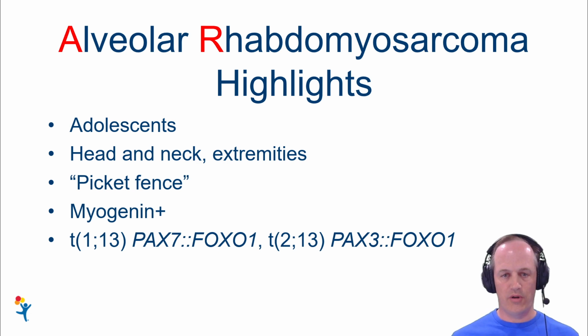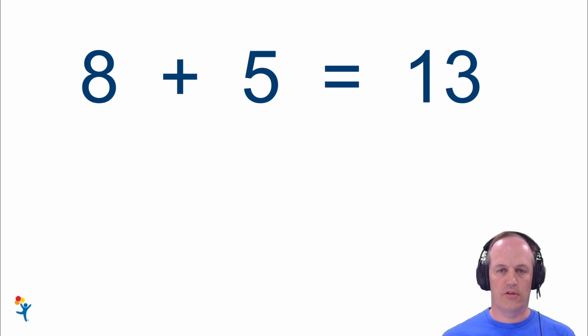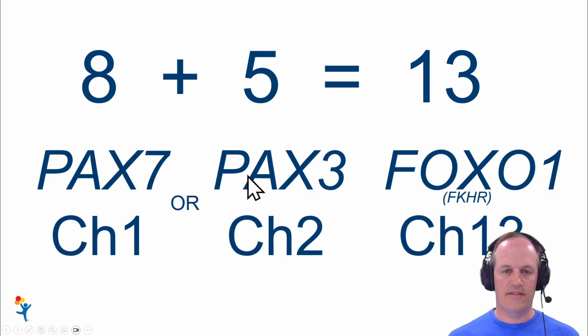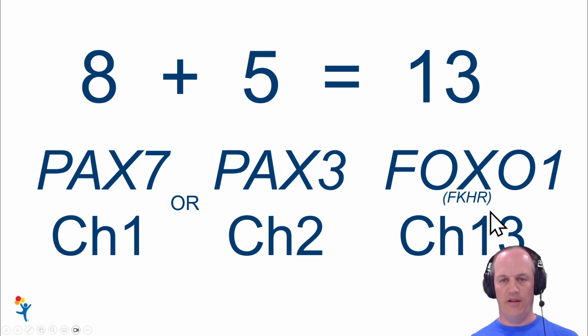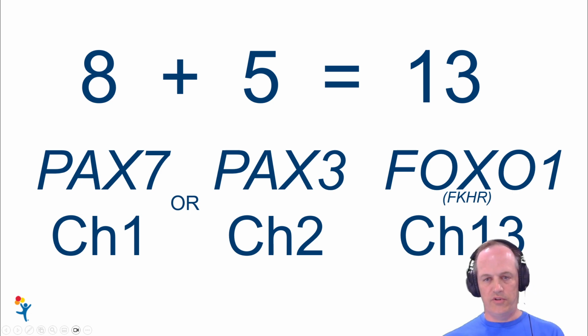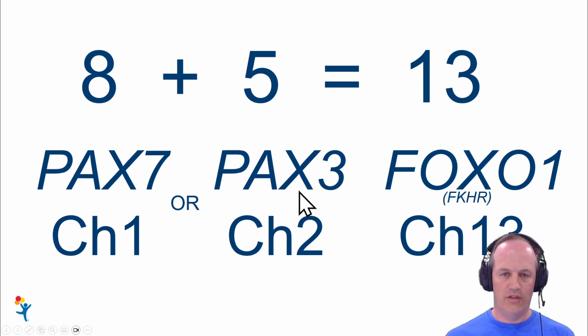Now, if you're trying to remember how PAX3 and PAX7 relate to chromosomes, here's a little tip. 8 plus 5 equals 13. So PAX7 on chromosome 1, that adds up to 8. PAX3 on chromosome 2, that adds up to 5. And this worked better when this gene was called forkhead. But forkhead on chromosome 13, or FOXO1 on chromosome 13. So if you're ever trying to remember which chromosome goes with which fusion, this is a good way to do it.